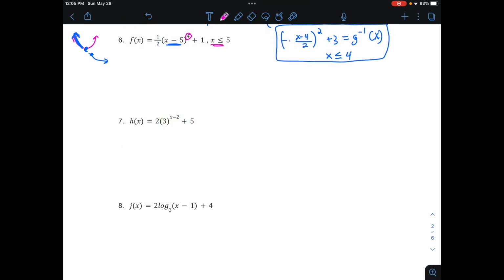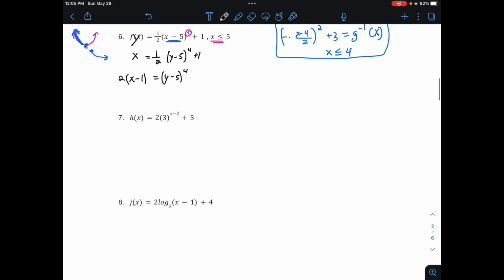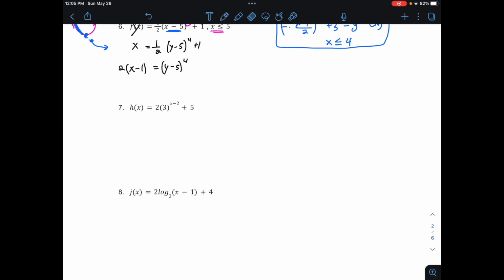Okay, algebraically, we do the same thing though. We're just going to switch x and y. So x equals 1/2 times y minus 5 to the 4th power plus 1. Subtract 1 from both sides, multiply by 2. I said switch x and y, but that wasn't x, it's y minus 5. Okay, so now we would want to take the fourth root of both sides. Maybe we distribute that 2 in, so we'll do 2x minus 2.